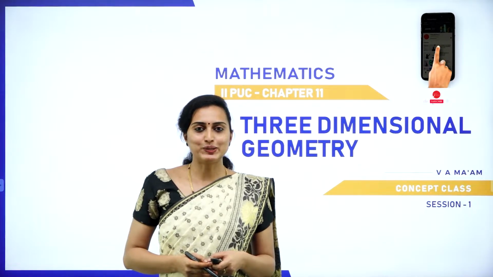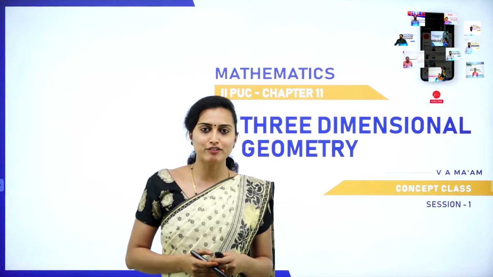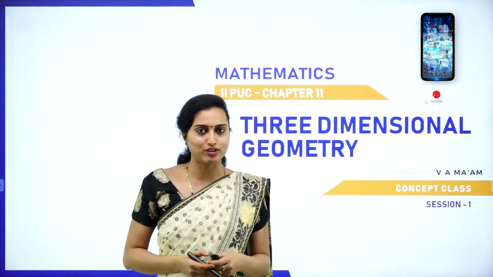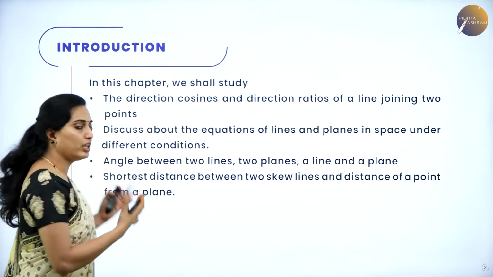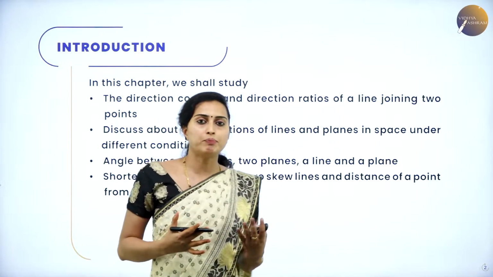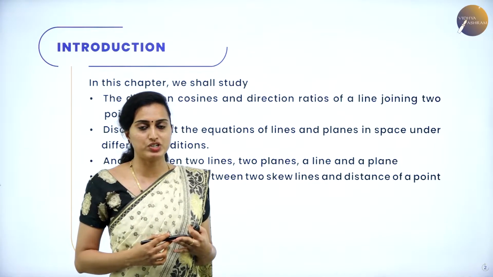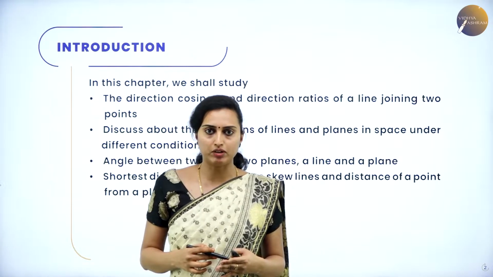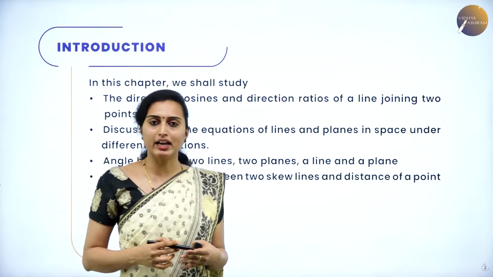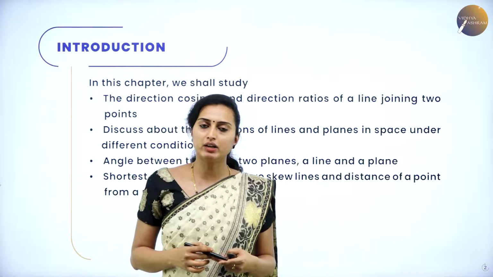So dear students, in today's session we are going to learn chapter number 11, Three-Dimensional Geometry, from your second PUC NCERT textbook. Here we are going to have session number 1. These are all very important topics, and in this chapter they are going to ask one 1-marker question, one 2-marker question, one 3-marker question and one 5-marker question, totally 11 marks. The 5 marks will be a derivation, definitely they are going to ask. The 3-marker, 2-marker and 1-marker will be problems.